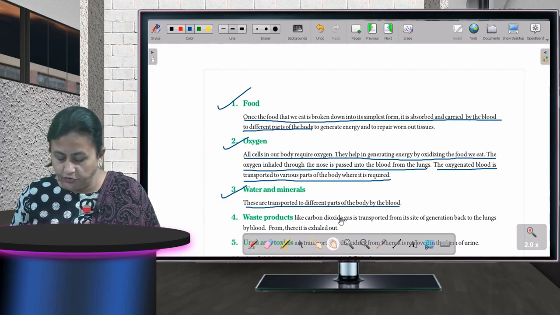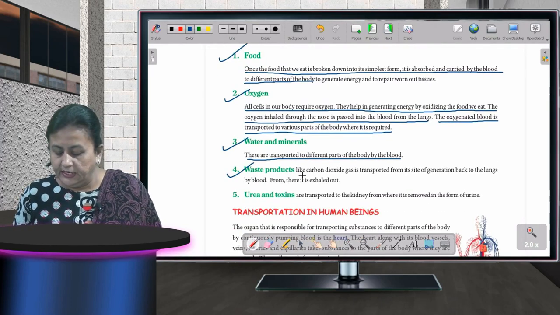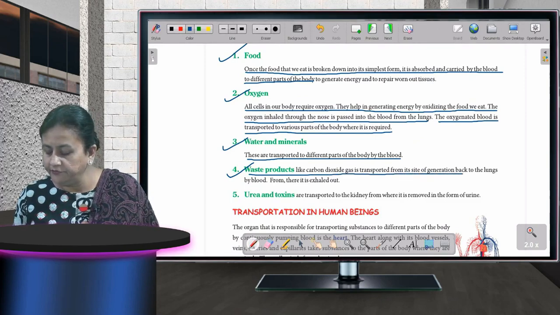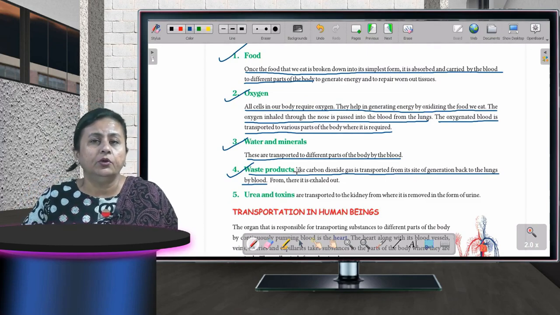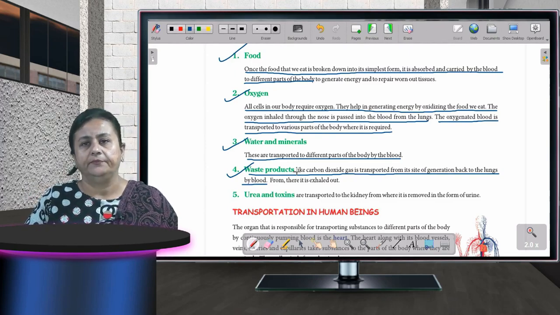Then the fourth one, waste products. Waste products like carbon dioxide gas are transported from the site of generation back to the lungs by blood. See children, blood is not only carrying the useful things, it is also carrying back the unwanted or unused things. Okay, and that is very important.